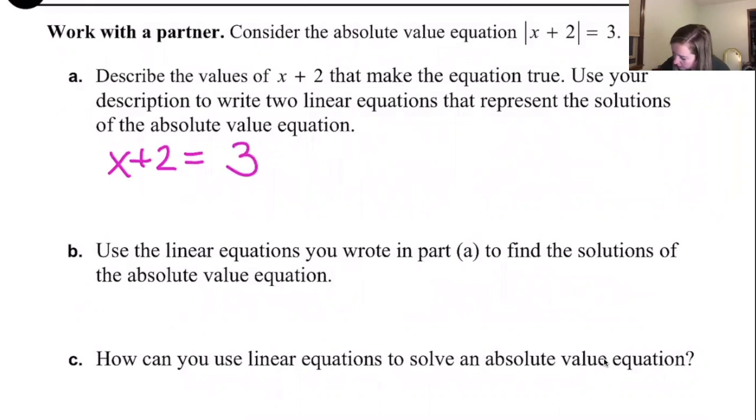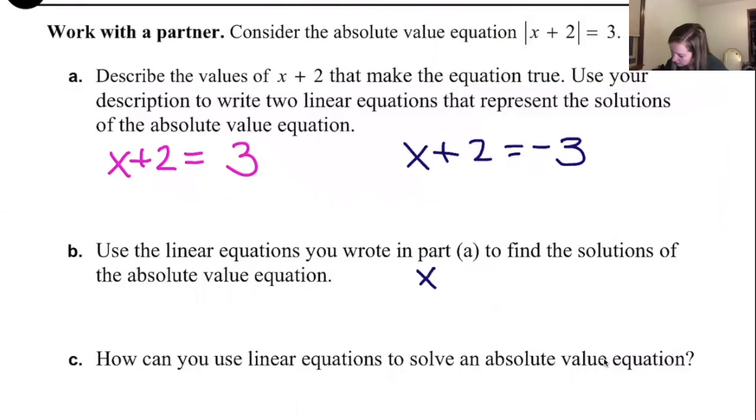And then the second one is going to be x + 2 = -3. Because it doesn't matter what happens when we take the absolute value of these two numbers, we're going to get a positive 3, which is the goal. And so now we're going to use those two equations and we're going to find the solution. So we're going to do this algebraically.